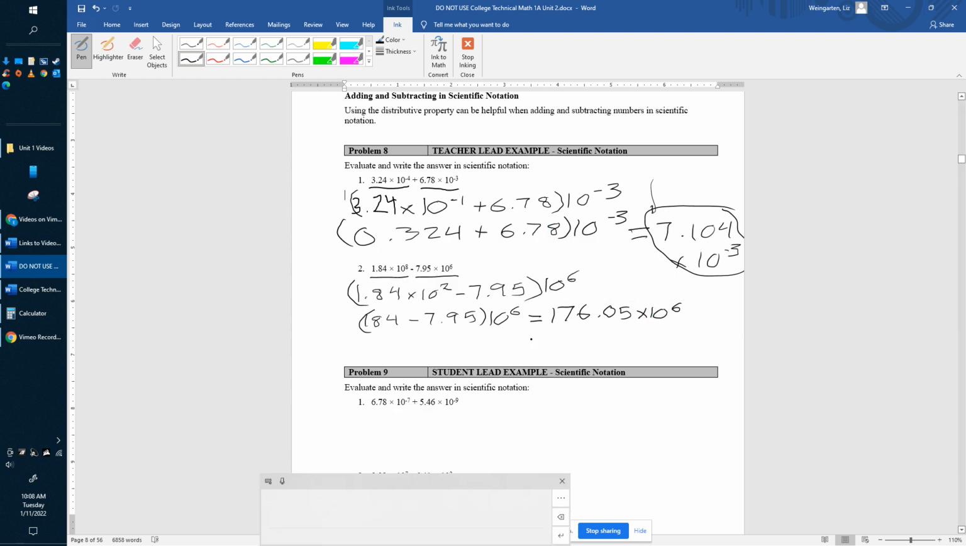Is this currently in scientific notation? No, because the number of digits to the left of the decimal point is greater than 1. So we will have to move our decimal point 2 places. 1, 2. We are moving our decimal place to the left, which means we are going to add exponents to our tens. That's going to leave us with 1.7605 times 10 to the 8th.